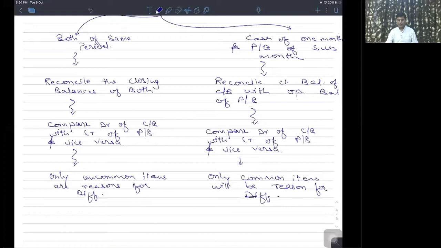In case both cash book and passbook are given and opening balances are different, then what to do? You first need to do the reconciliation of opening balance. That means you have to find the difference between the opening balances and write in the reconciliation statement the difference in opening balance.